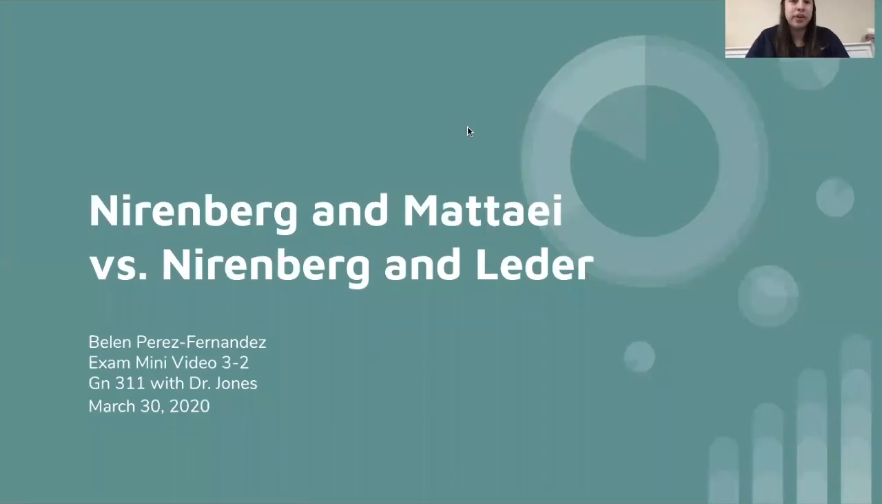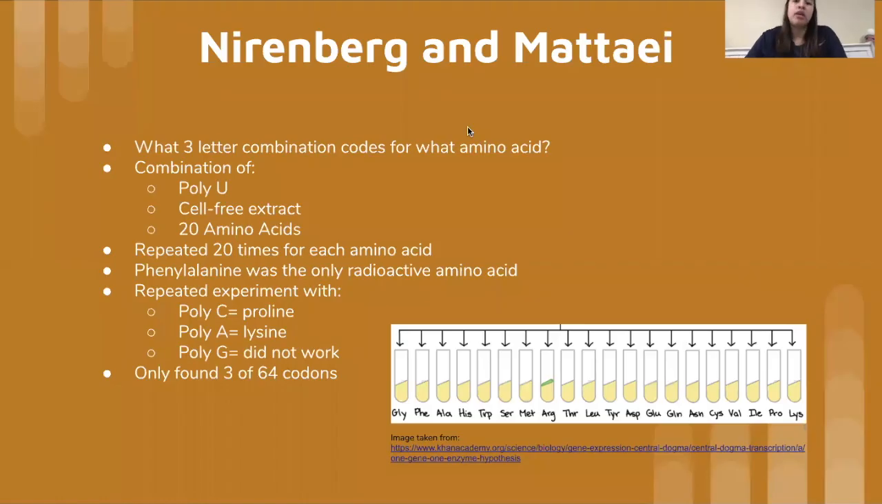Okay, so today we are going to talk about Nirenberg and Mattei versus Nirenberg and Leader in their genetic codon experiments. We'll start with Nirenberg and Mattei. They basically wanted to determine what three-letter combination would code for what specific amino acid.